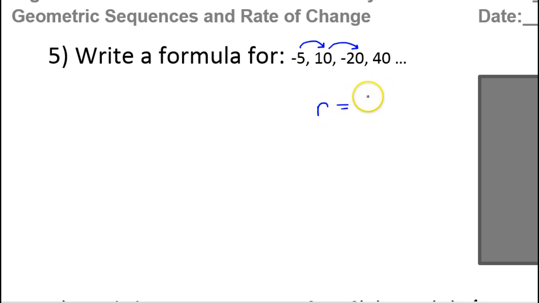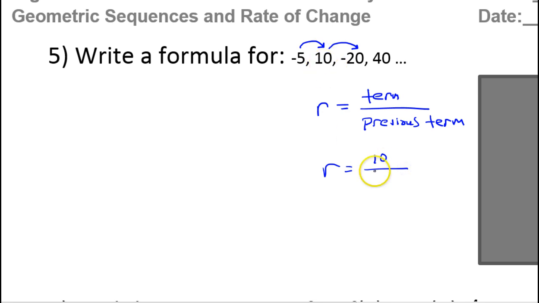You can find the common ratio by taking any term and dividing by the previous term. So for example, in this case, I could take the second term, 10, and divide by the previous term, which is negative 5. And that tells me that the common ratio is negative 2.